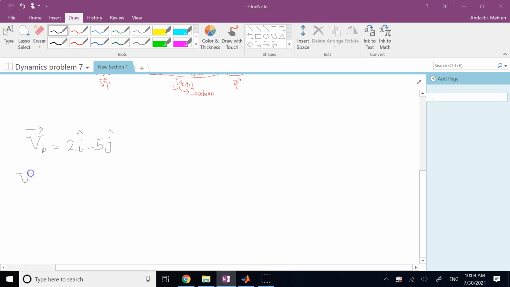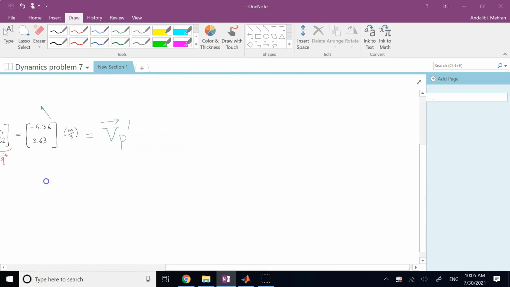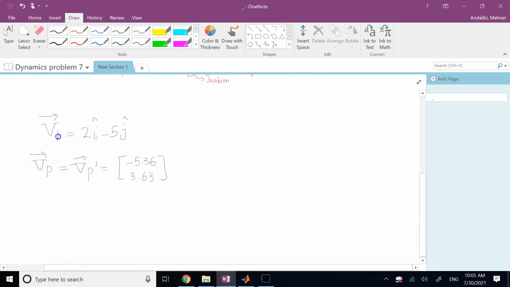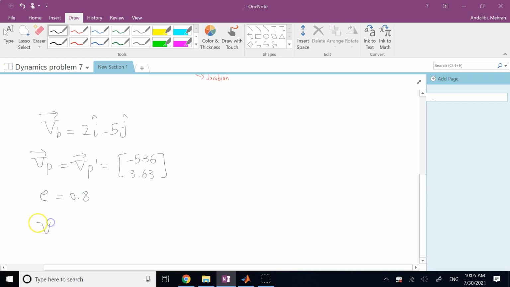Before impact, velocity of the rocket or the contact point P is the same as whatever it is after impact, and that is negative 5.36 and 3.63, correct? As we can see here. And e is 0.8. What we need is the velocity of the ball after impact. And here prime means after impact, without prime means before impact.